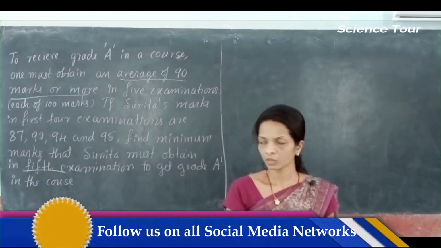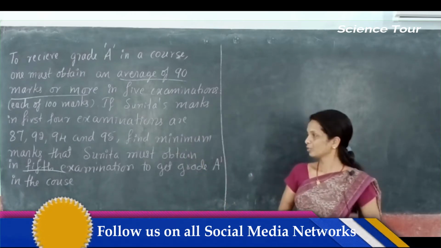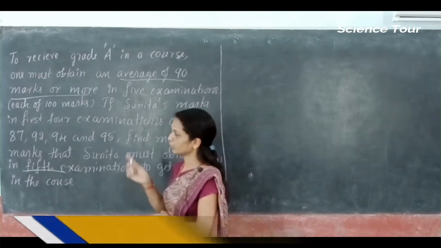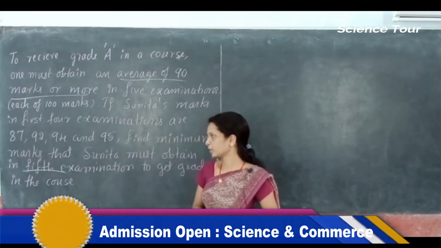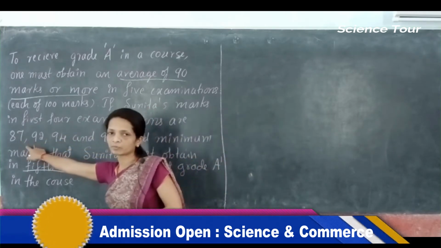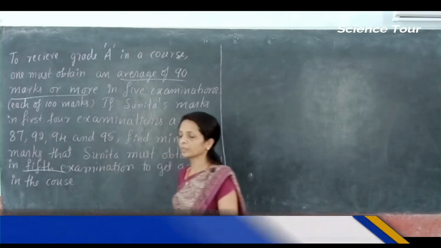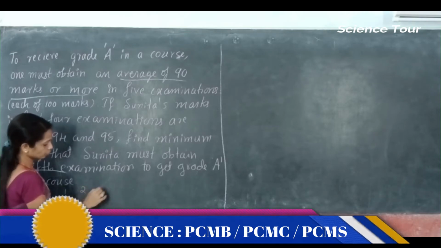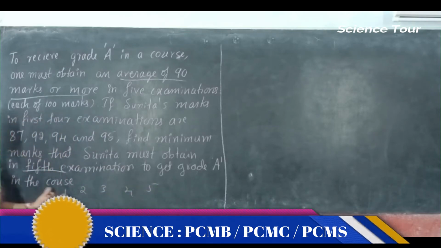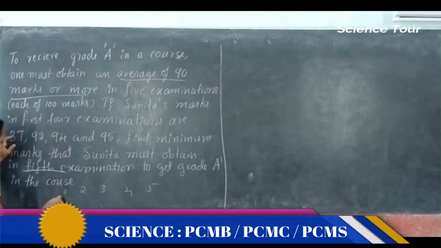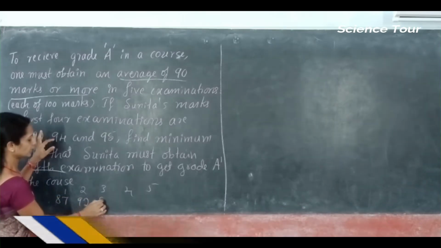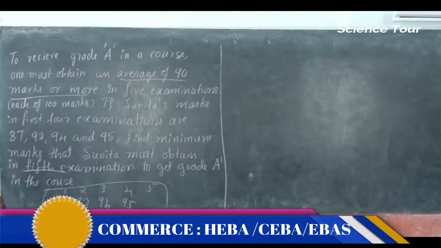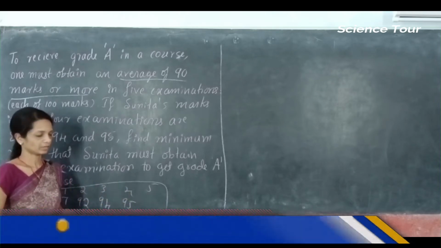So now by reading the question, what you understood, there are total 5 examinations. And in the first 4 examinations, Sunita obtained these marks, 87, 92, 94 and 95. There are 5 examinations, 1, 2, 3, 4, 5. In the first 4 examinations, she got 87, 92, 94 and 95 marks. Okay, these are all rough work and the fifth examination marks we are not given. That is unknown now.